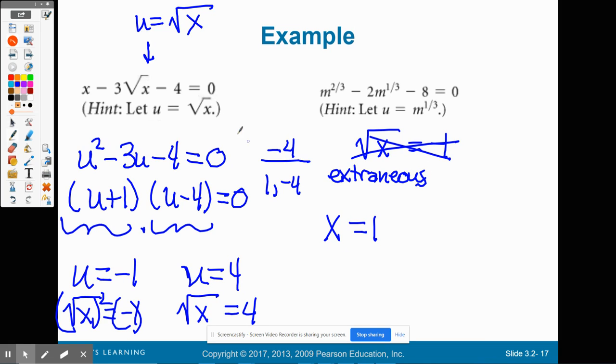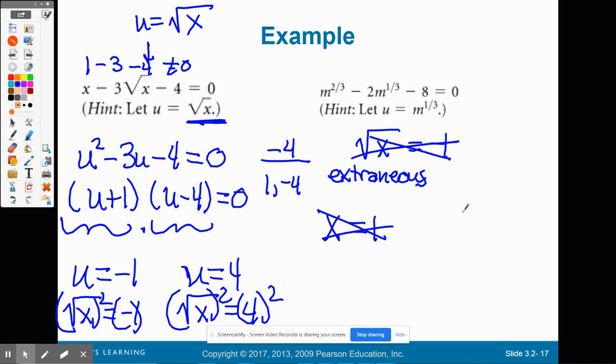If I plug 1 into this equation, it will not work. 1 minus 3 minus 4 does not equal 0. So you have to throw away that answer. If there is a square root, you have to check. Next, u equals 4, square root of x equals 4, square both sides, and x equals 16. Does that work?